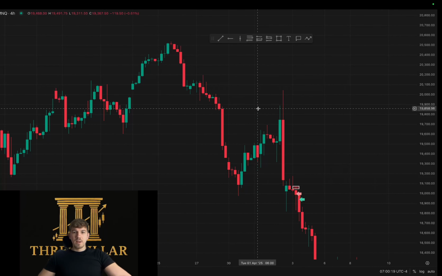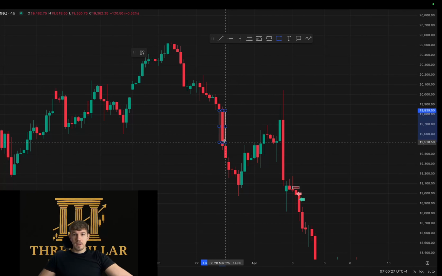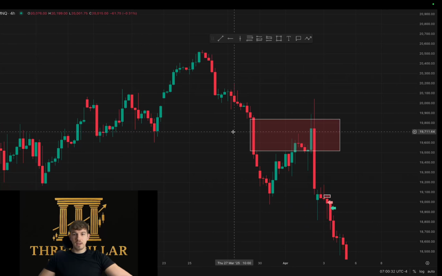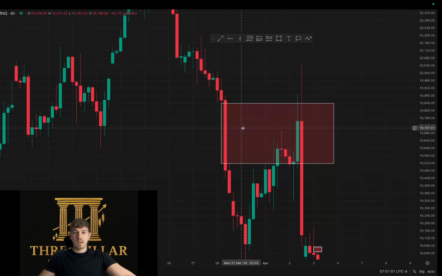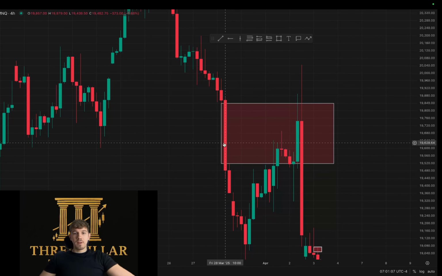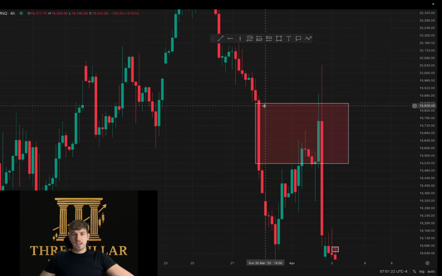Now what happens with fair value gaps is price tends to come back into these areas so they can mitigate price and so they can rebalance the market, because this is an inefficiency in the market. We need to actually be able to fill this area so that we can actually get an order within the market. And they're also mandated by governments that these areas need to be refilled by price. And these areas are also where we can look to get entries within.